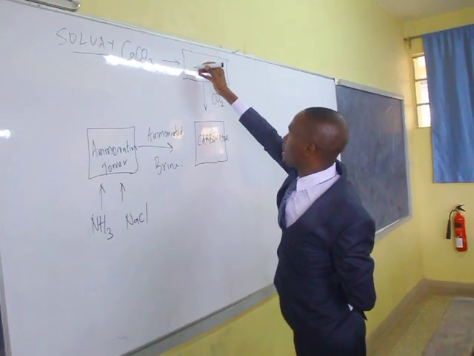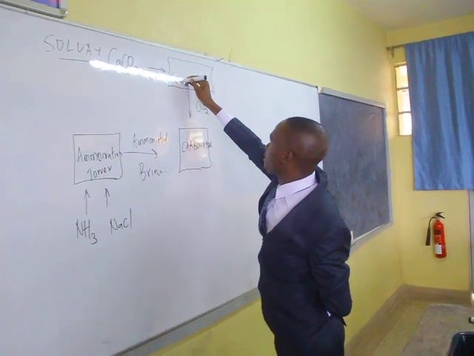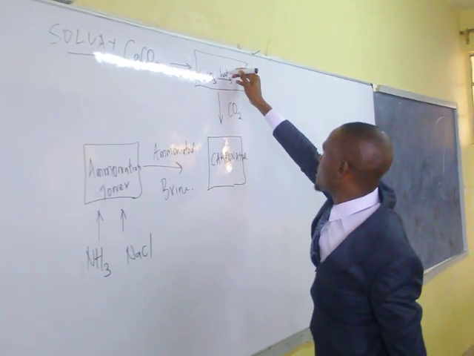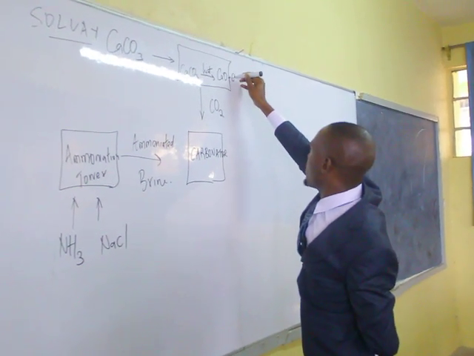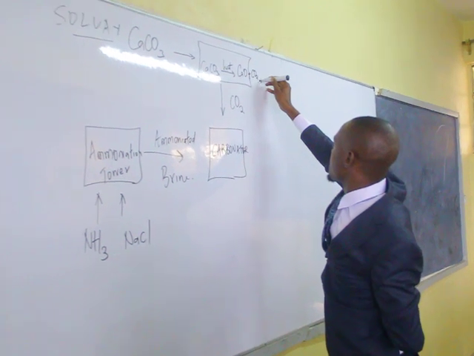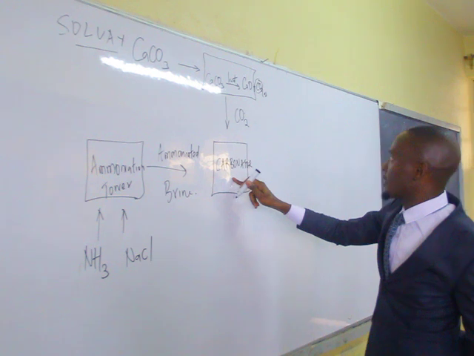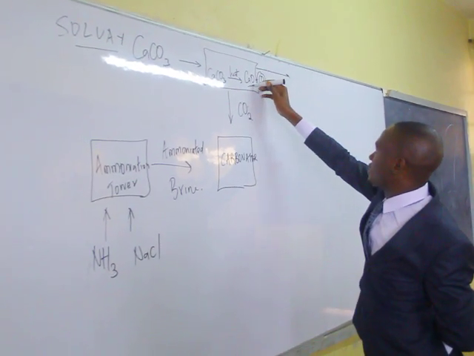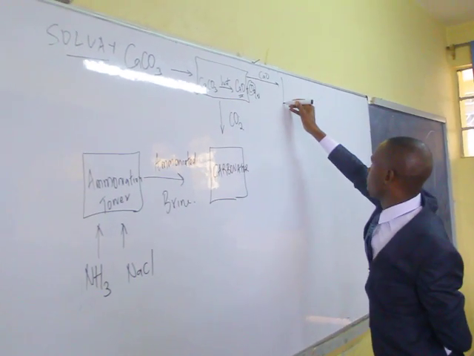And now I'm going to write the equation. Calcium carbonate, which is limestone, is heated to form calcium oxide plus carbon 4 oxide gas. So this carbon 4 oxide is brought to the carbonator. But from this chamber, the calcium oxide formed is taken to another chamber, the following chamber here.